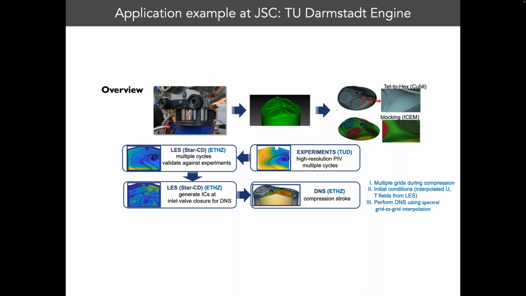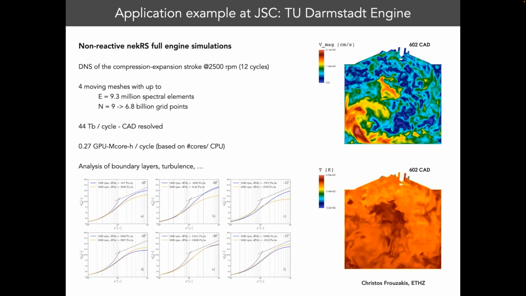So there's a workflow for how you do this, also with commercial tools like ICEM and then Tet2Hex. But then you also need to have an initial condition. So they use StarCD with LES to have some initial field, which can then finally be used in the DNS and the compression stroke simulation. So as you see, nekRS cannot be used just on its own, but also within these complex workflows. And I think on the next slide we also see the results of this.